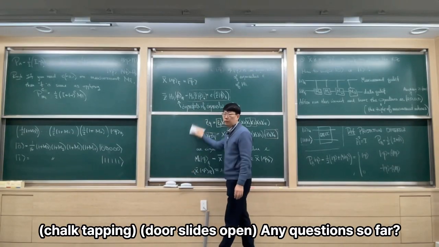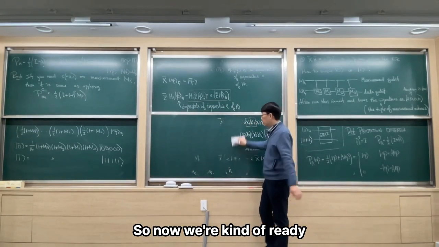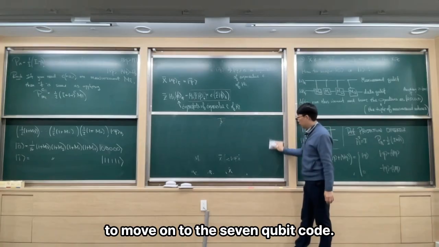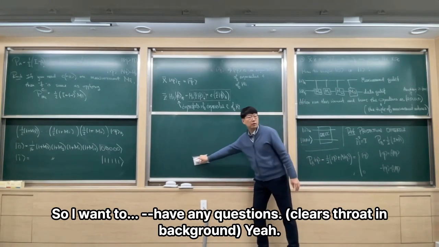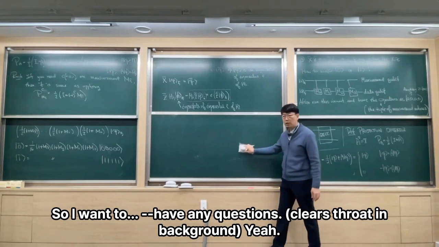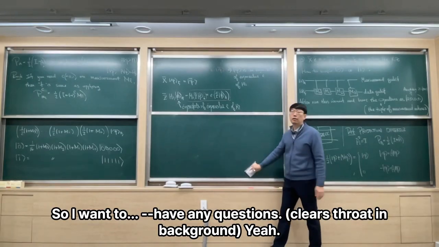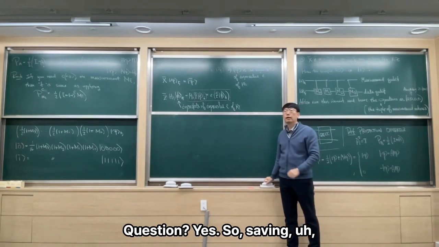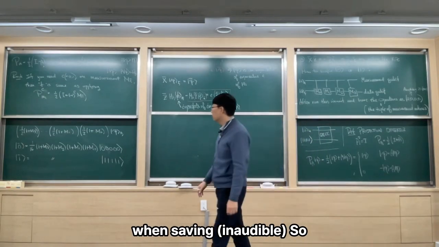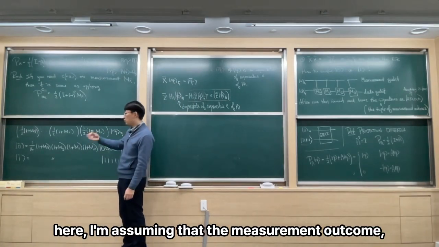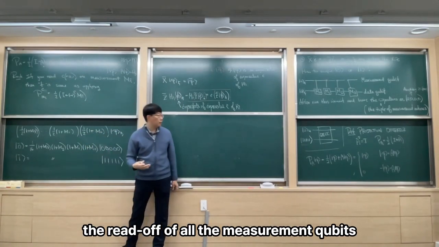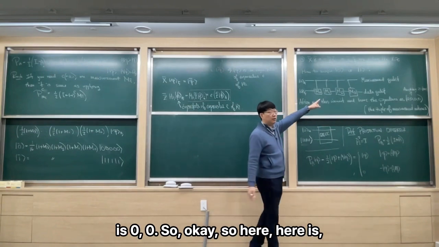Any questions so far? Now we're kind of ready to move on to the 7 qubit code. Do you have any questions? Yes, question? Here I'm assuming that the measurement outcome, the read off of all the measurement qubits, is 0, 0, 0, 0.